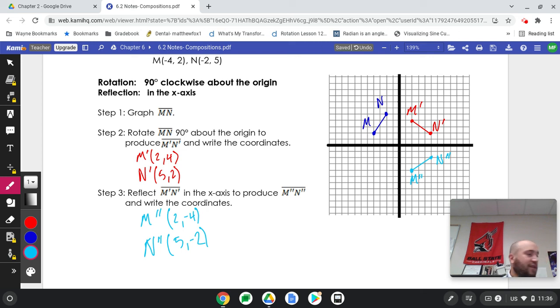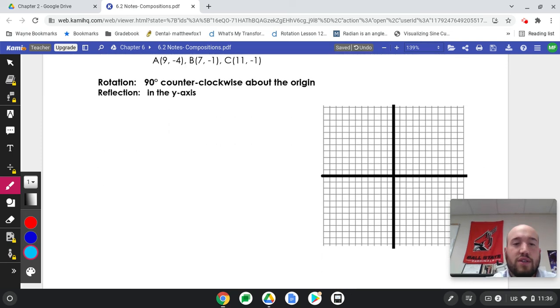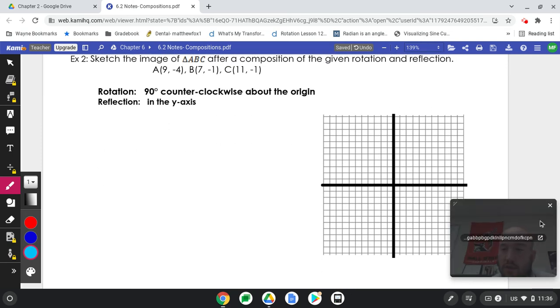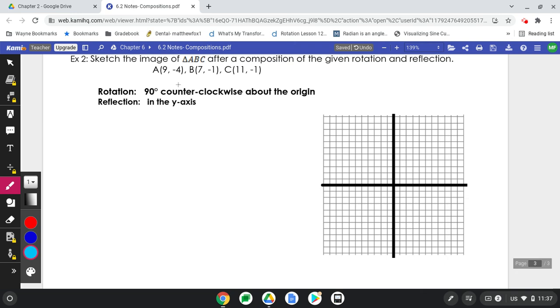And we got one left. Our final one does not ask us to graph it as we go, or to write the points as we go. We can just, let me get rid of this so I have the space here. We're going to plot the initial points, A, B, and C. So A is at 9, negative 4. B is at 7, negative 1. C is at 11, negative 1.